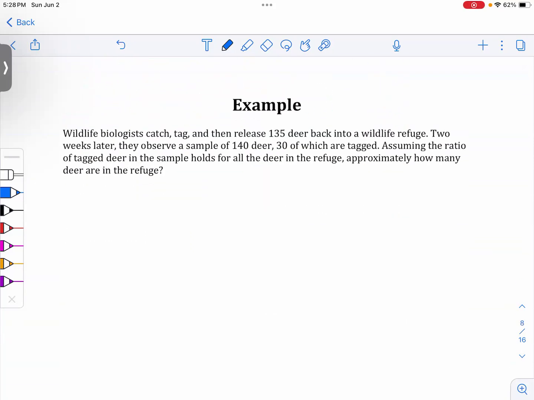What's more interesting than that, and again, this is where I definitely want to make sure we put our emphasis, is on word problems. All right, setting up the ratios, right? And then the solve is very, very fast. Setting them up is what we definitely want to focus on. So wildlife biologists catch, tag, and then release 135 deer back into a wildlife refuge. 2 weeks later, they observe a sample of 140 deer, 30 of which are tagged. Assuming the ratio of tagged deer in the sample holds for all the deer in the refuge, approximately how many deer are in the refuge?